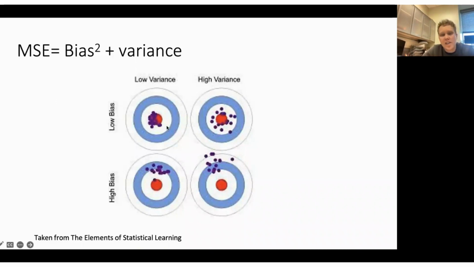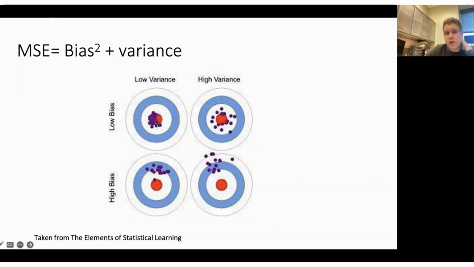So this is a very common illustration of bias and variance. Bias basically tells you how close on average you are to the truth. Basically, if you would average all the data points, how close are they to the red circle? And variance would tell you how dispersed your estimators are.